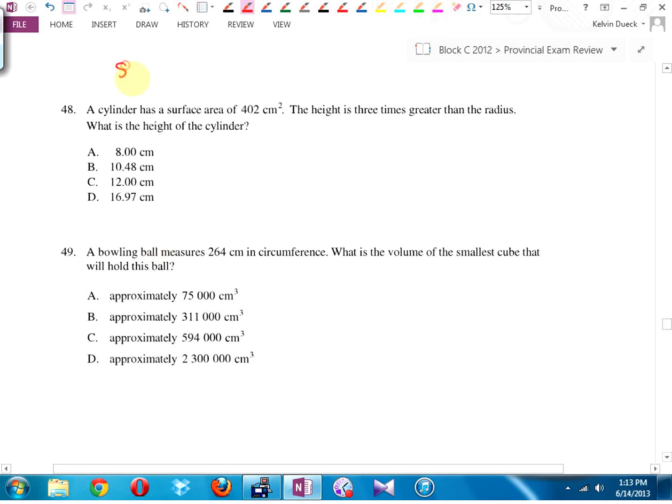2 pi r squared plus 2 pi r h. What is the surface area here? They told me. What is it? 402 equals 2 pi. Do I know the radius? No. r squared. Don't you mean 402, not 400? 402, Mr. Dueck, thank you.